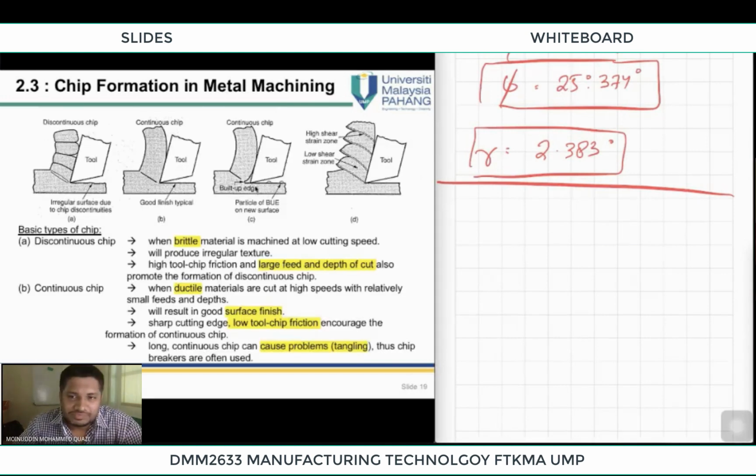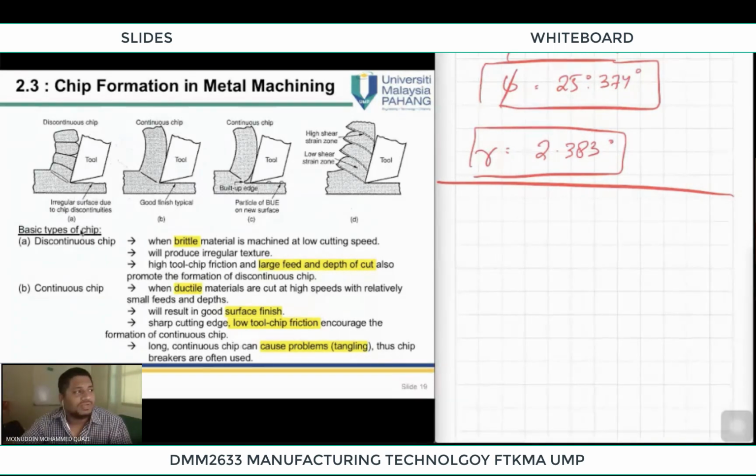Now that we know what the shear plane angle and shear strain are, we need to see what types of chips are produced. Mainly there are four categories of chips: number 1 is discontinuous chip, number 2 is continuous chip, number 3 is built-up edge chip, and number 4 is serrated chip. It is very important to know what type of material produces what type of chip.